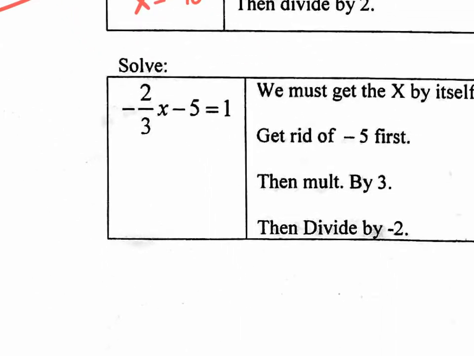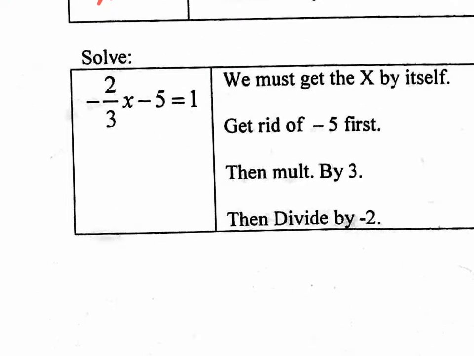Let's take a look at this one right here. So let's get x by itself. We're going to get rid of that minus 5 by doing the opposite, plus 5. What you do to one side, you do to the other to maintain the balance. We're going to rewrite the equation. Negative 2/3 x equals, because that canceled out, 6. So we could, at this point, multiply by the reciprocal, or we could get rid of the fraction by multiplying both sides by what?